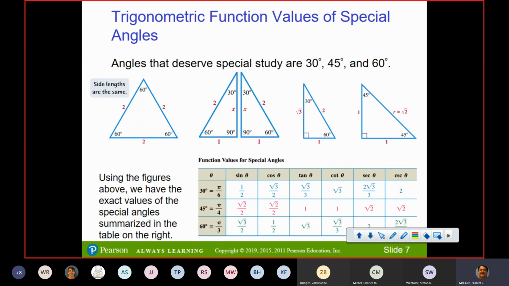All right, so there is showing you how you get the special angles. The 30-60 comes from an equilateral triangle, and the 45 is just 45, 1, 1, square root of 2. And if you turn the 60 on its side, you got the 30. So that's where the 30, the 45, and the 60 come from. They come from the equilateral triangle and the 45-degree angle.